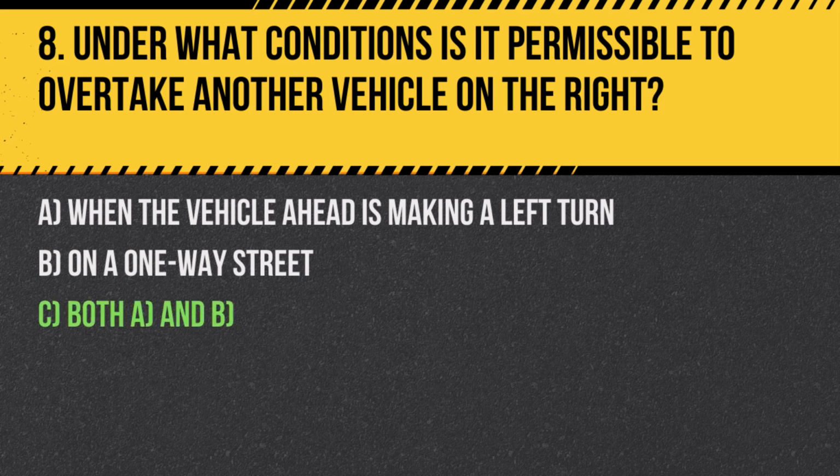Answer: C. Both A and B. It is permissible to overtake on the right if the vehicle you are overtaking is making a left turn or if you are driving on a one-way street where passing on the right is allowed.